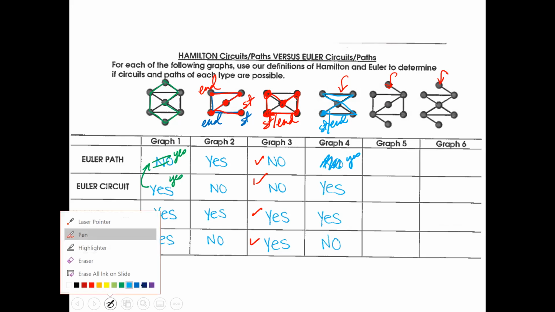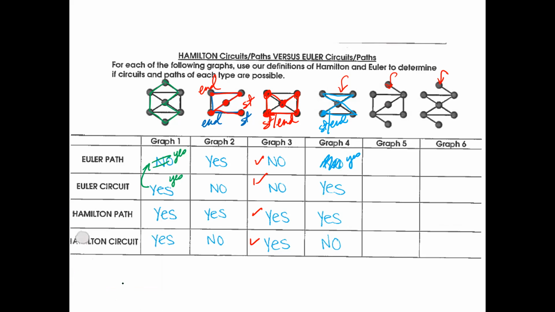Now let's go ahead and check to see if this also has a Hamilton's path. Touch the point, touch the point, touch the point, touch the point, touch the point. So yes, it is. But unfortunately, it did start and end at 2 different points. So now what I want you guys to do is pause the video and try graph 5 and 6.